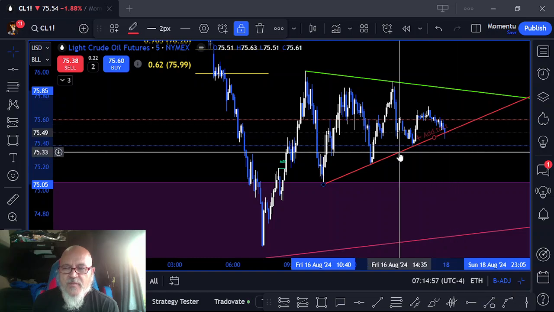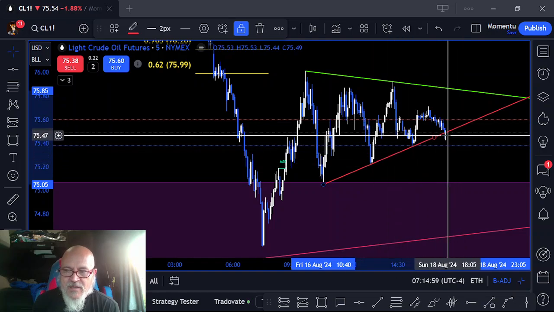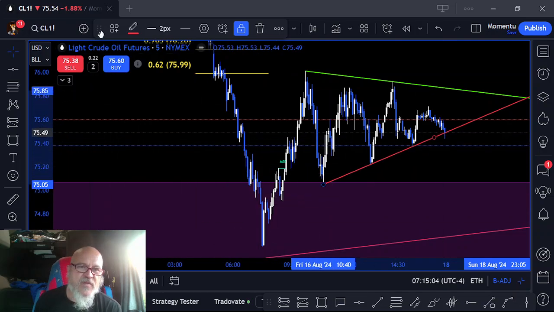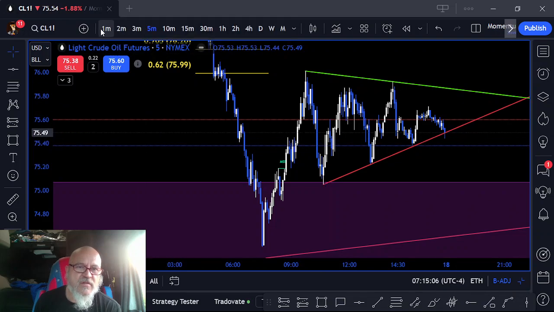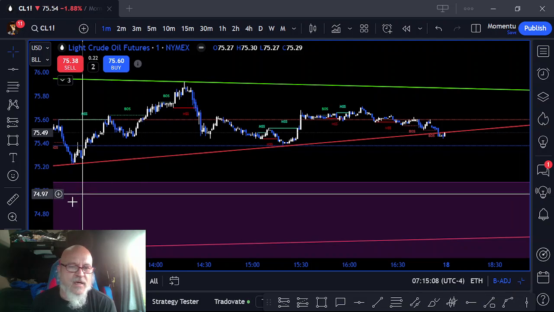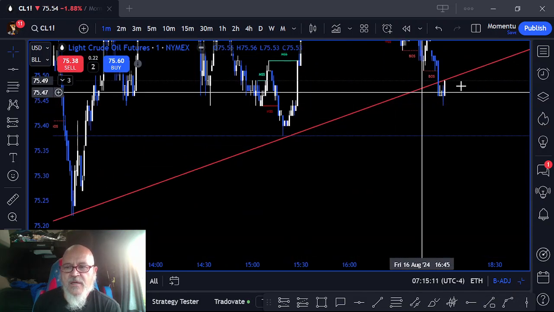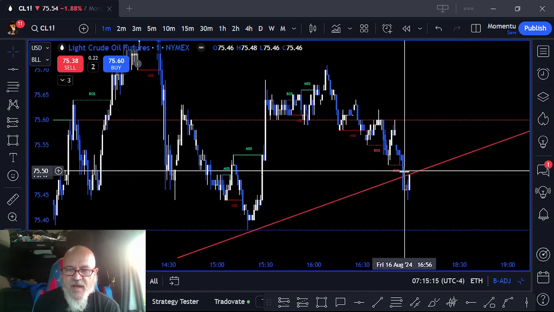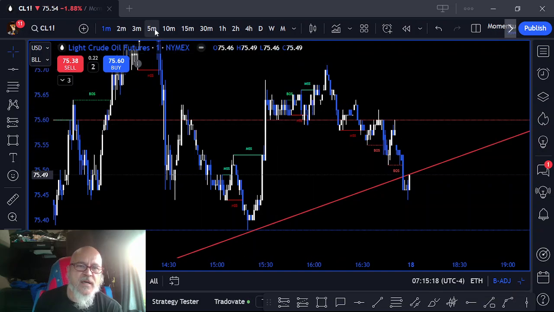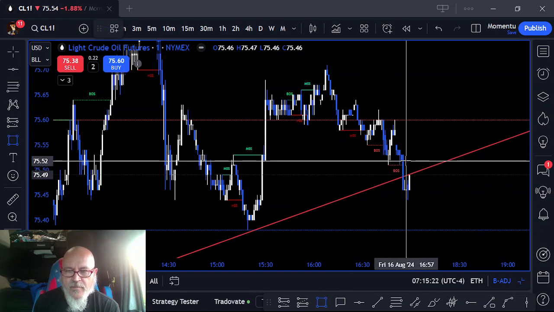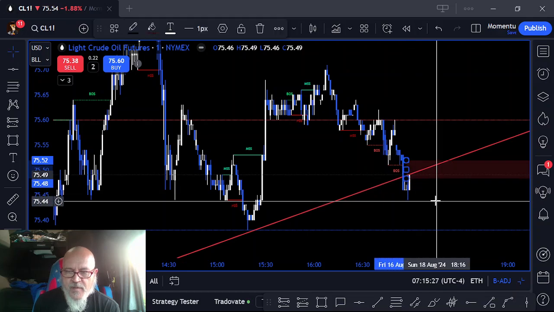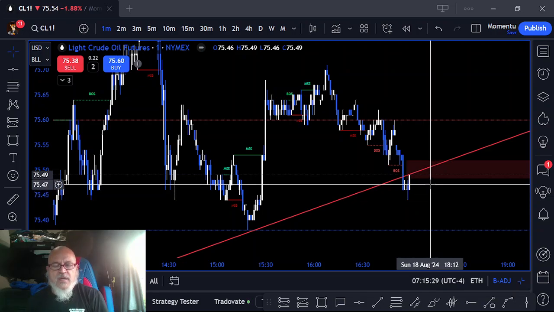And at the very end of the day, we broke below, but we didn't close below this trend line. Okay. So I am really interested right now on the Sunday open to see what happens. And if I even go further down to the 1 minute, you can see that we broke this trend line with a fair value gap, right? And we have that fair value gap right here, bearish fair value gap. Okay.